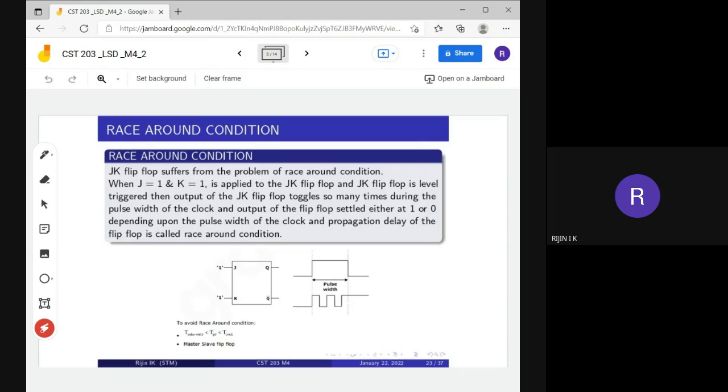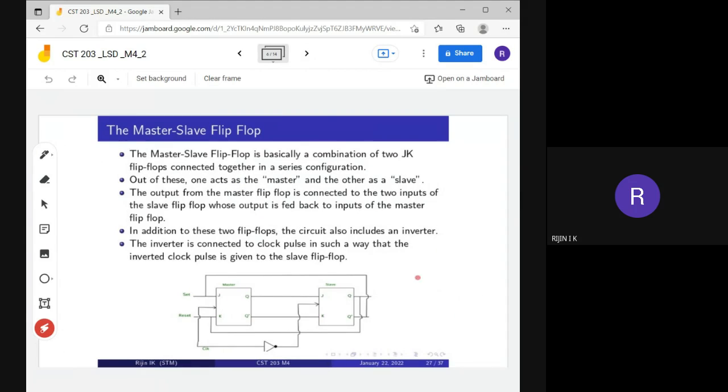So that is the master slave flip flop. So we are going to study about this master slave flip flop. That is the topic today we are going to study, master slave flip flop. By using this master slave flip flop, we can eliminate the race around condition.